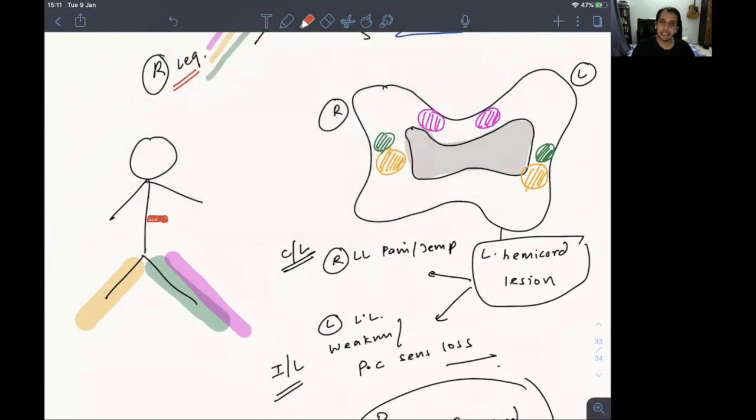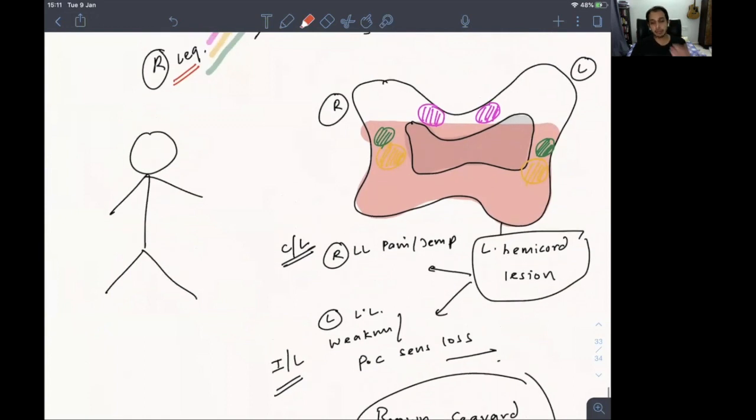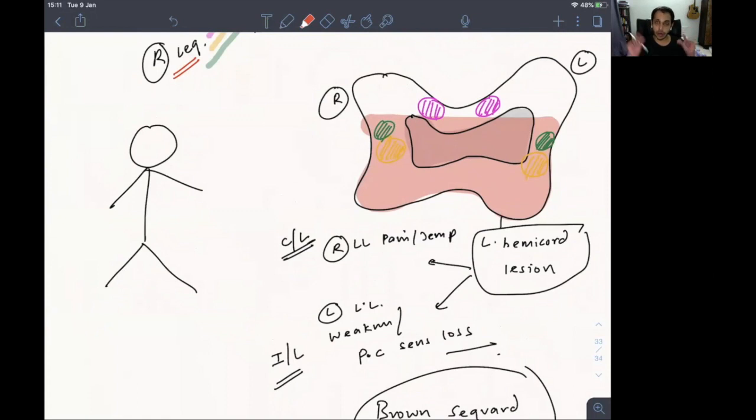What if there is a lesion that only affects the anterior part of the cord? So it will look something like this. Only the anterior part is affected, the posterior column is spared. So in this case, the lesion is sparing the posterior column on both sides, whereas your corticospinal tract is affected on both sides and your lateral spinothalamic tracts are affected on both sides.